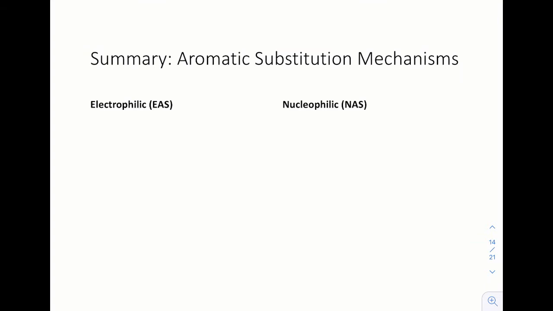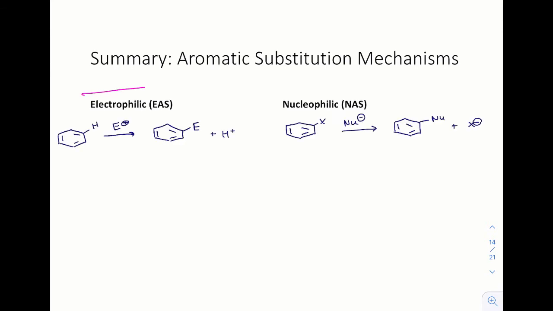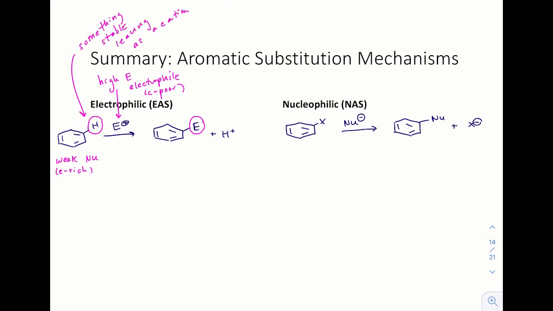Let's summarize the mechanisms by which electrophilic and nucleophilic aromatic substitution reactions take place. In electrophilic aromatic substitution, the ring acts as a weak nucleophile with a high energy electrophile, and overall, a hydrogen atom is replaced with the electrophile. Now, I should note, this does not have to be a hydrogen atom, it just has to be something stable leaving as a cation. For nucleophilic aromatic substitution, the ring will act as an electrophile.